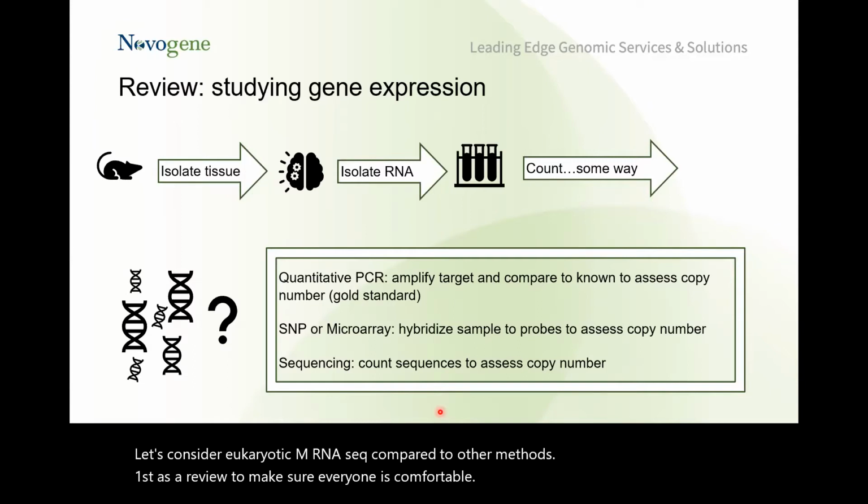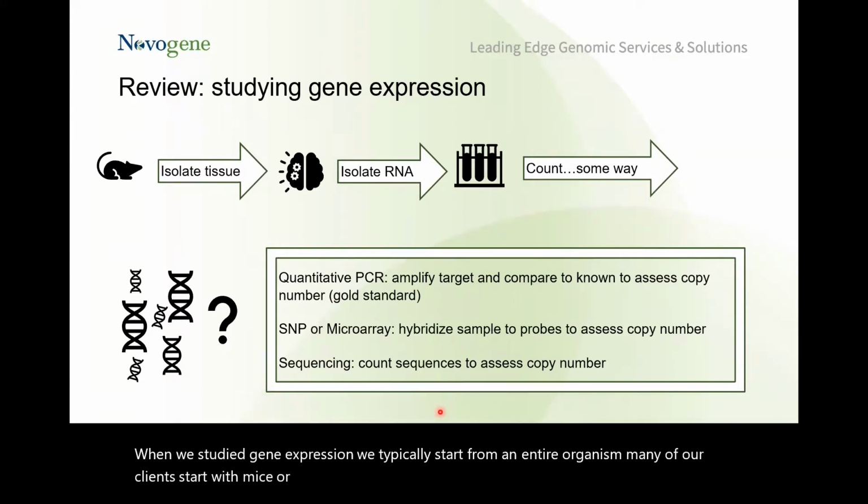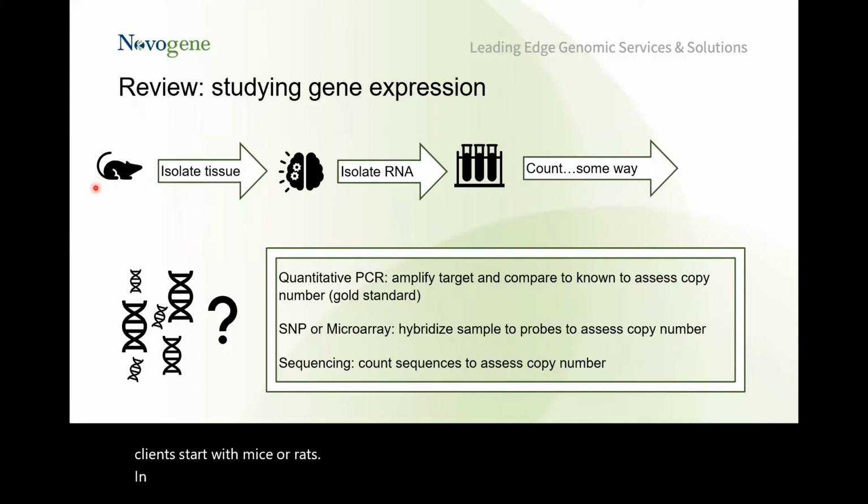When we study gene expression, we typically start from an entire organism. Many of our clients start with mice or rats. In this cartoon, I am showing you a mouse from which we have isolated tissue, in this case, the brain. From that tissue, we isolate RNA, and then we need to count the transcripts in some way.